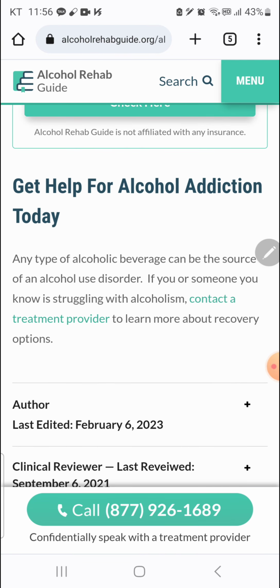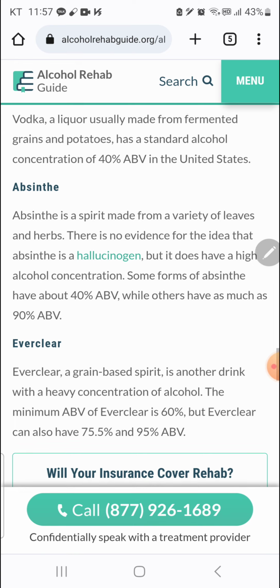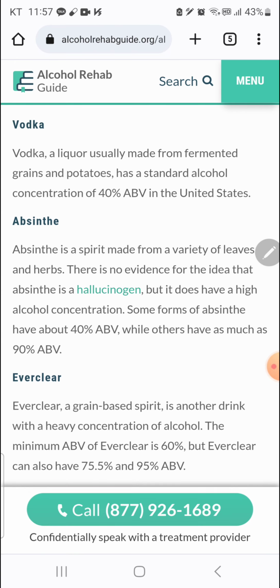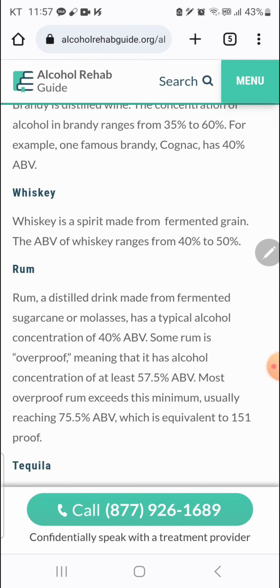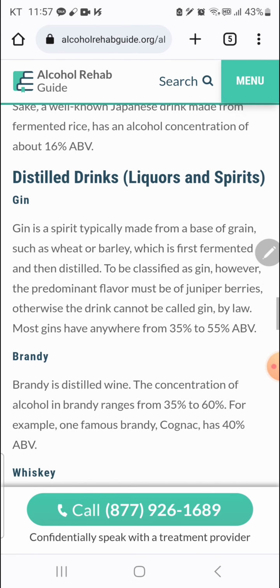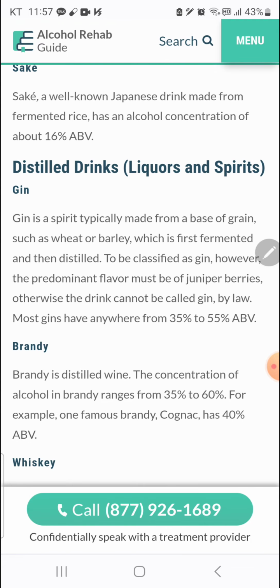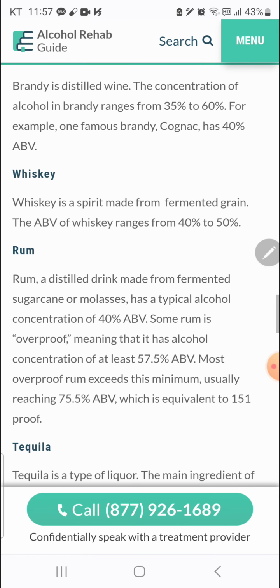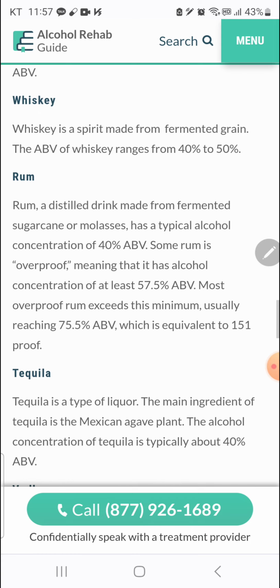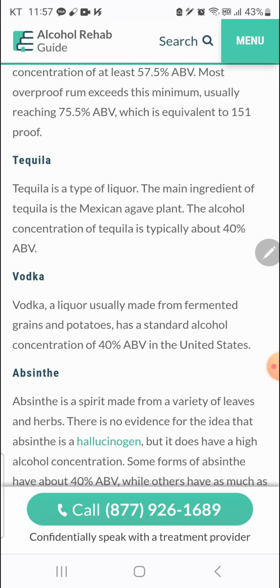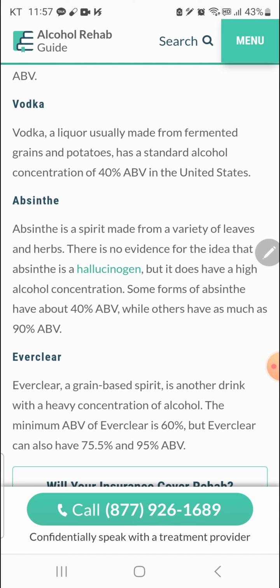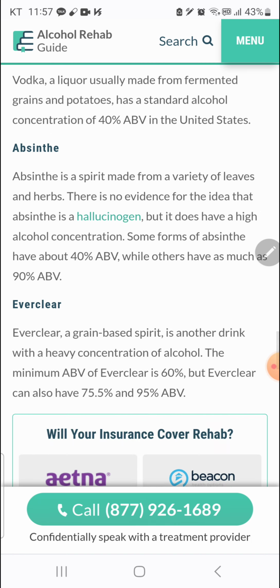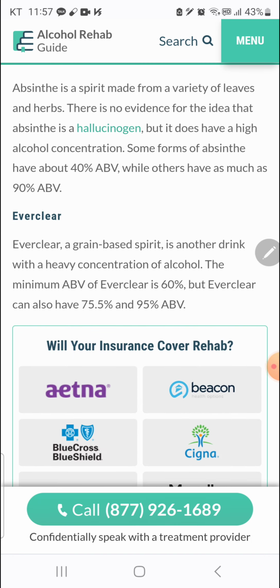So Everclear, absinthe, vodka, tequila, rum, whiskey, brandy, gin. Brandy, whiskey, rum, tequila, agave, vodka from potatoes, absinthe, Everclear.